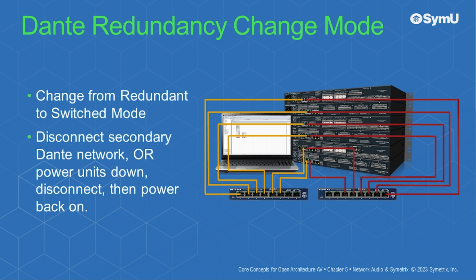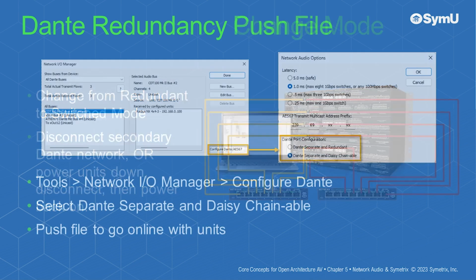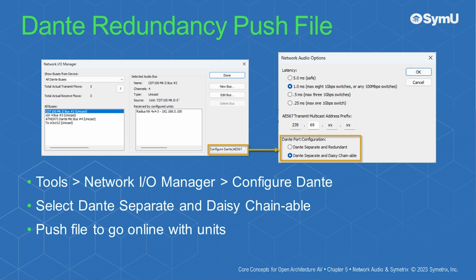To change from redundant mode back to switched mode, first, power down or disconnect the entire secondary Dante network. In Composer, go to Tools, Network I/O Manager, Configure Dante, then select Dante separate and daisy chainable. Next, push the file to go online with the units.